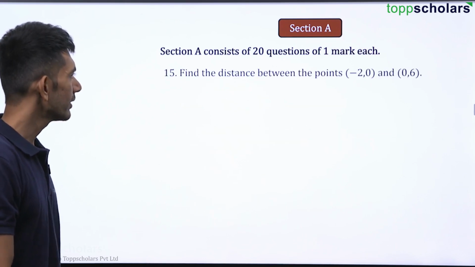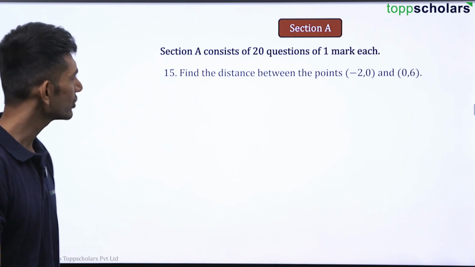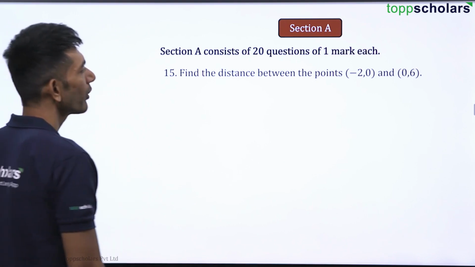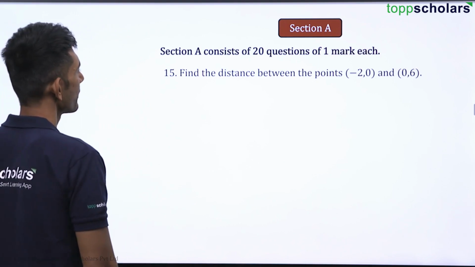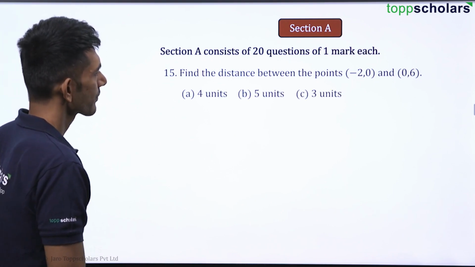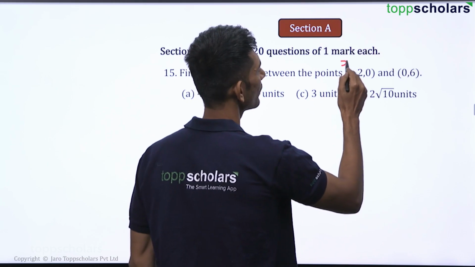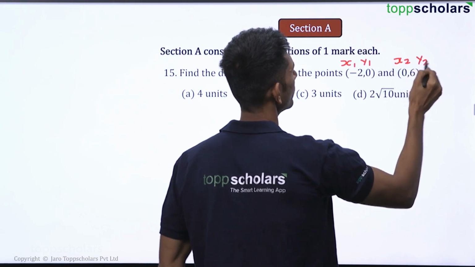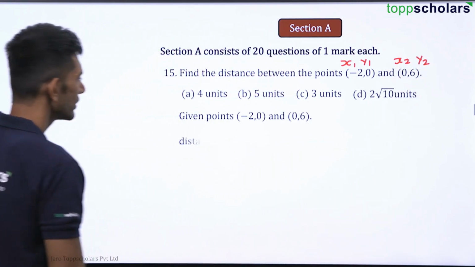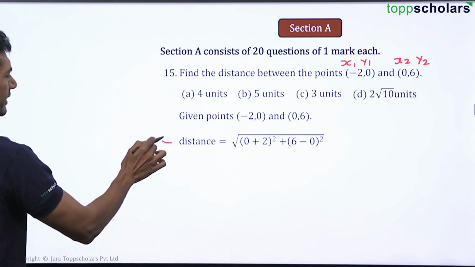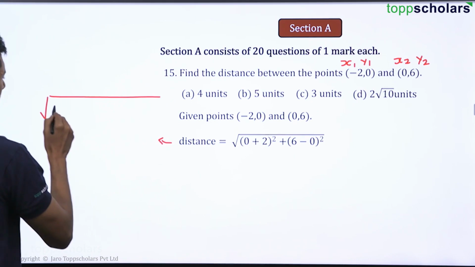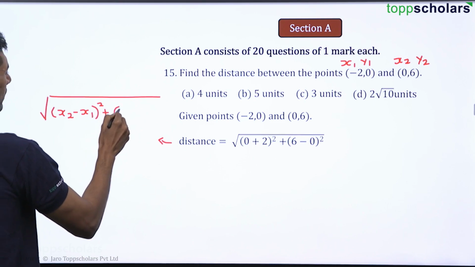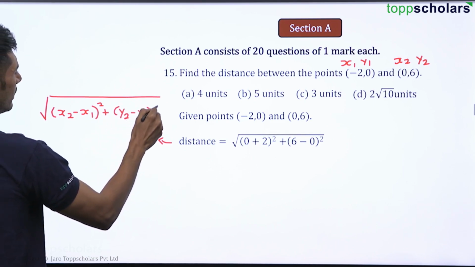Perfect. Let's continue further. Here we are at the 15th question now. It is based on coordinate geometry to find out the distance between 2 points, and the question says find the distance between the points minus 2, 0 and 0, 6. So can I say minus 2, 0 can be considered as x1, y1 and 0, 6 as x2, y2, correct? And we know how to apply the distance formula, right? The distance formula is given by under root of x2 minus x1 the whole square plus y2 minus y1 the whole square, correct?